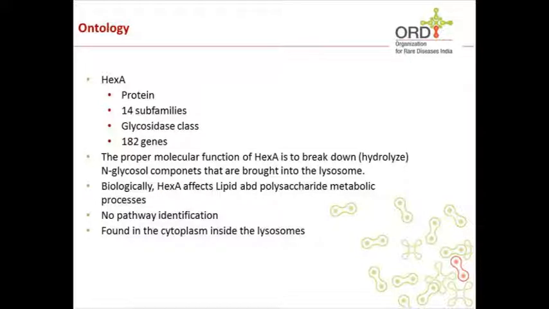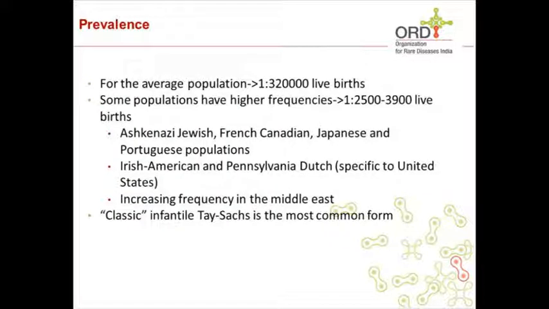Hex A affects the metabolic processes of both lipids and polysaccharides and is found in the cytoplasm of cellular lysosomes. In the general population, only 1 in every 320,000 inherit Tay Sachs disease. Some populations are more at risk than others. For example, Ashkenazi Jewish, French Canadian, Japanese, and Portuguese populations experience frequency rates about 1 in 2,500. The disease is also becoming more common in the Middle East.